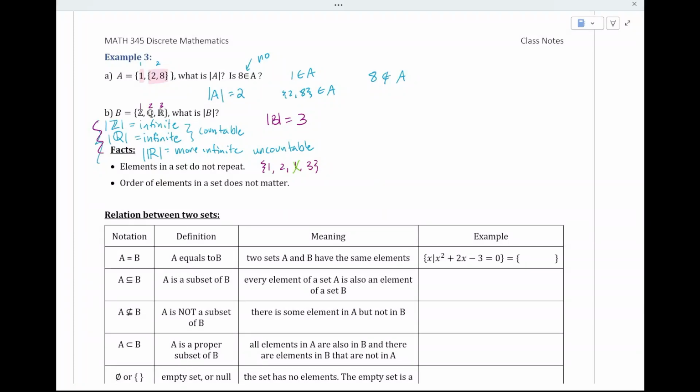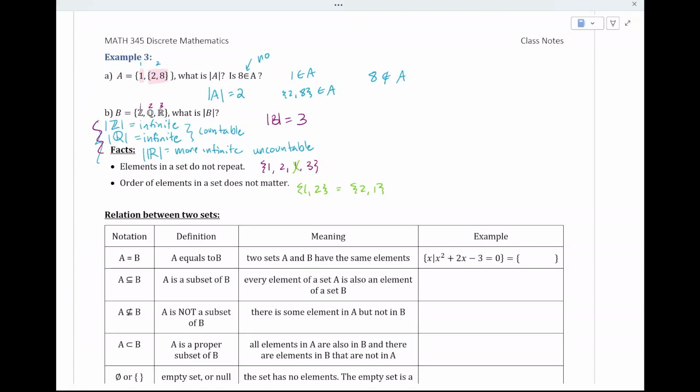And also the order of the elements does not matter. So the set that contains 1 and 2 is the same as the set that contains 2 and 1. The standard convention is to write things in numerical order, but the set is not incorrect if you don't write it that way. But these two sets are not different sets. They contain all the same elements.